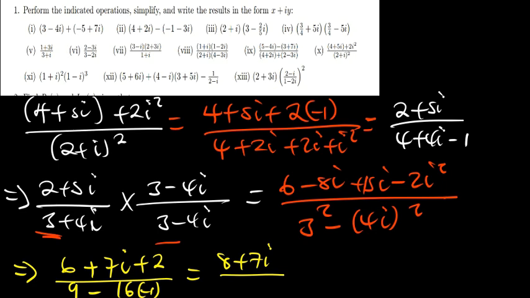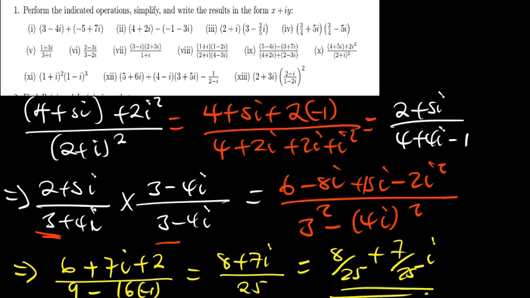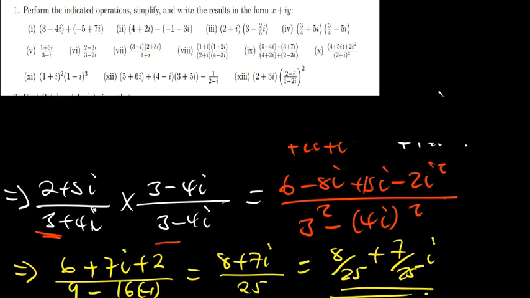We divide this by 9 plus 16. What is 9 plus 16? This is 25. So my final answer will be 8 divided by 25 plus 7 over 25i. So this is my final answer for part 10. Let's jump to part 11.